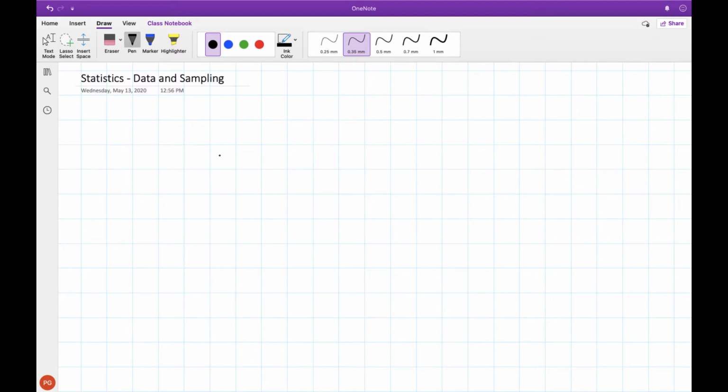This time we're going to be starting a new unit on statistics. And today we're going to be focusing on data and sampling, which are two words we'll go over a little bit more later. Now let's start with the word statistics.